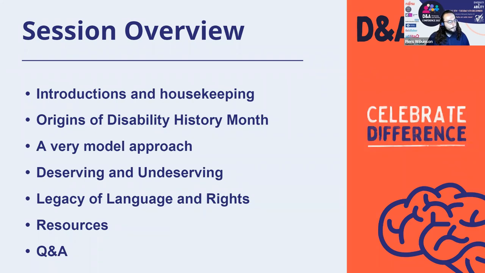We've got a very model approach, which is touching on the social model and all of the other models that do exist in and about the disabled community. We're going to touch on the big part of today, which is looking at what I've named the deserving and undeserving, which is looking at the legacy and the impact of our rights and the legislation that's existed in the UK over time. And hopefully some of it might shock you, something you might not have heard of before. But also talk about how it in fact impacts on today's present day.